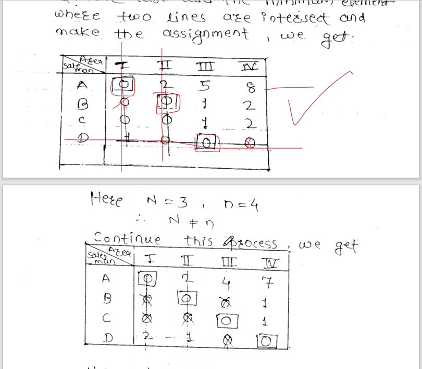Okay, so therefore again we will go to our next steps. What is the next step? You have to select the smallest element, that is 1, subtract it from the remaining elements and add it where the line is double crossed, and for the remaining elements where the single line crosses, that element will remain as it is.